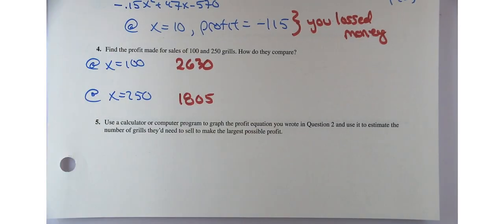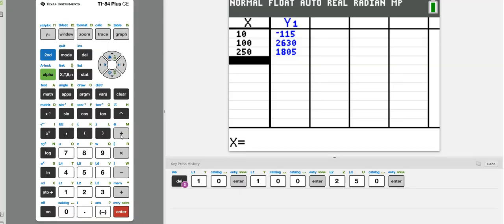Use a calculator or computer program to graph the profit equation you made. Use it to estimate the number of grills they'll actually need to sell to make the largest profit. Okay. Well, since I passed out a bunch of graphing calculators, let's do it here first. If I want to graph this, before I hit the graph key, I need to decide how many of these things I need to sell. And I don't know what that number is going to be. So let's just adjust the window key.